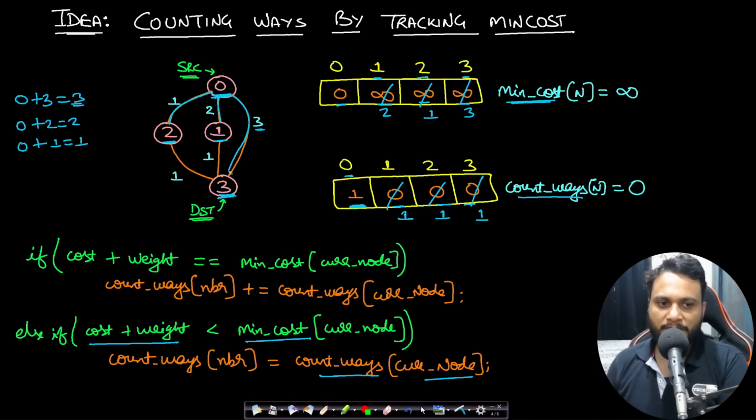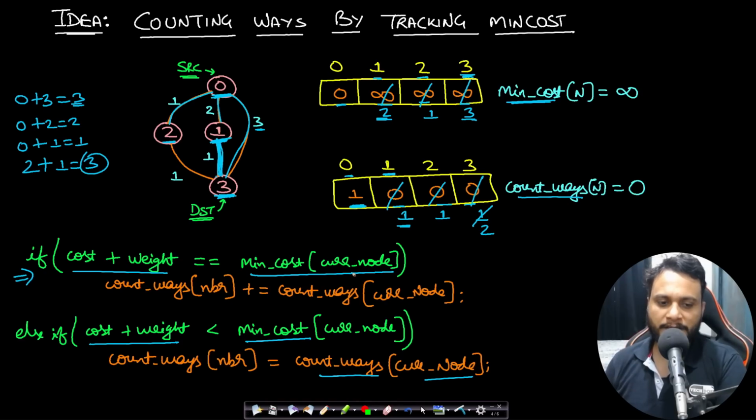Now all these 3 edges have been covered. So let's cover the next edge, which is 1, 3. If you cover this 1, 3, then the cost to reach 3 will be the cost to reach 1, which is 2, plus the edge weight of 1, 3, which is 1, equals 3. So the cost at 3 is already 3 and you have found another way to reach 3. So the total number of ways will now increase by the number of ways you can reach 1, isn't it? Number of ways you can reach 1 is 1. So 1 will get added and this becomes 2, right? And this is case number 1, where the cost plus weight is equal to the minimum cost already known at the current node. So in that case, we will be increasing our number of ways.